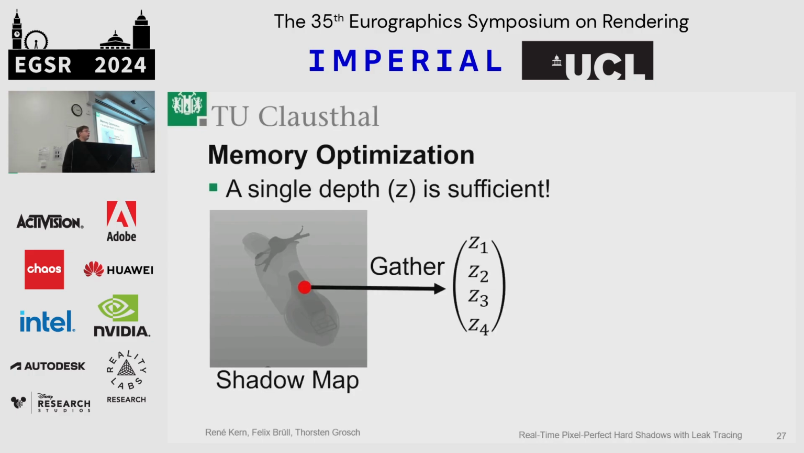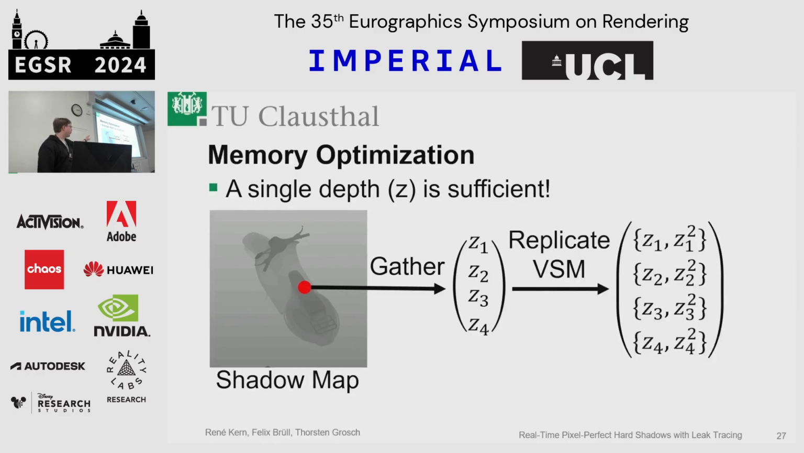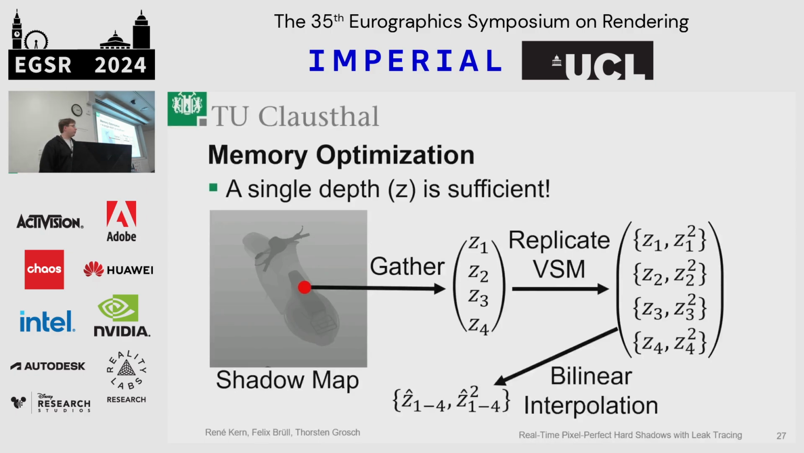With this gather operation, we get the 4 depths we would normally get for the interpolation. And then we use those 4 depths to basically replicate a filterable shadow map, in this case, the variance shadow map, and then we manually interpolate them. And this would be the same value we would get from linearly sampling the filterable shadow map. This saves memory and also increases performance quite drastically as less bandwidth is used.